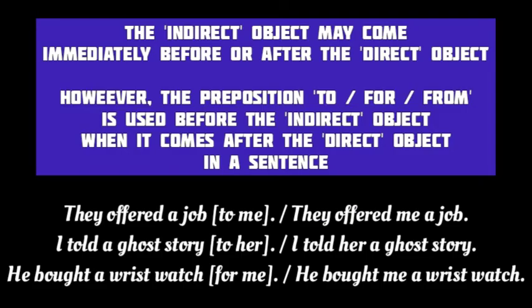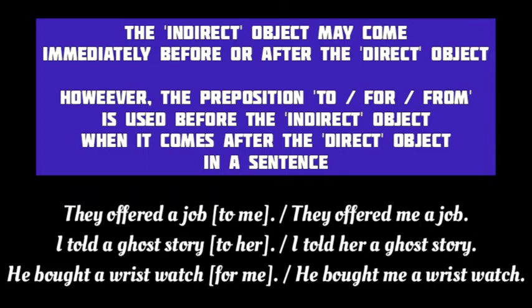Now the indirect object generally comes before the direct object in a sentence. However, it may come after the direct object as well. And remember, when the indirect object comes after the direct object in a sentence, it comes in a prepositional phrase of to or for or from. For example, in the sentence, they offered a job to me, the direct object, a job has come first. So the indirect object, me, has come in the prepositional phrase to me at the end of the sentence.